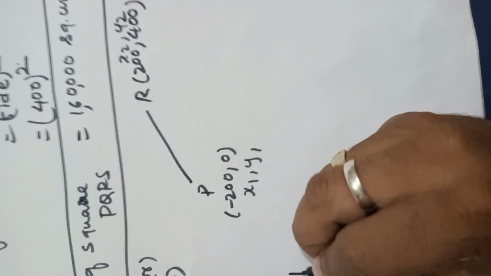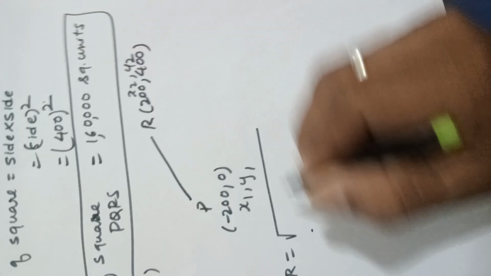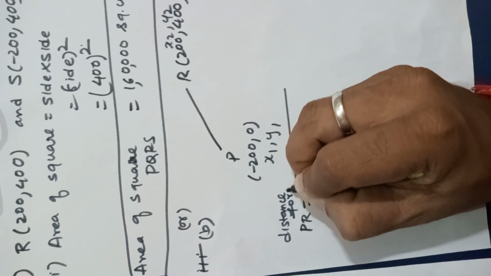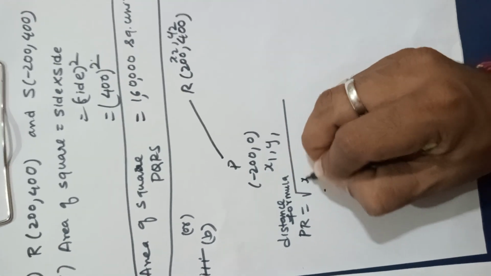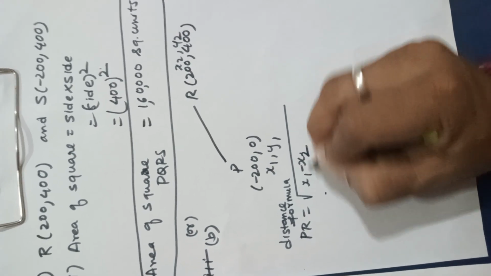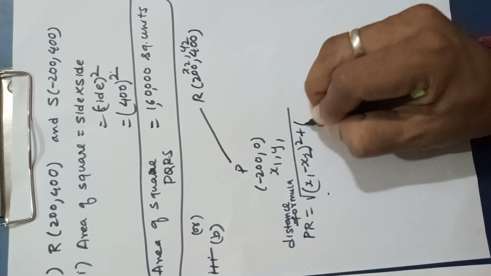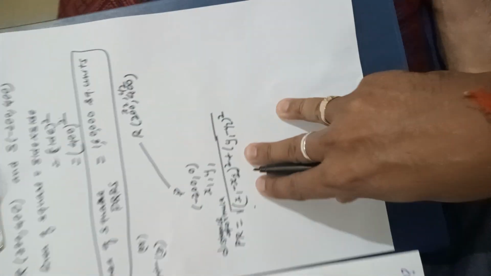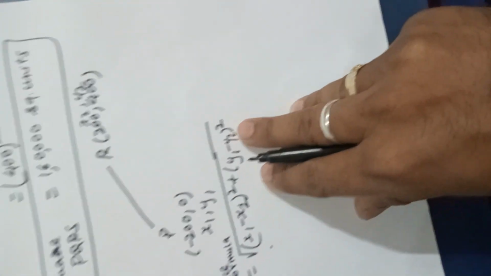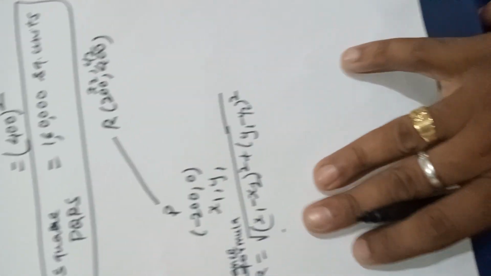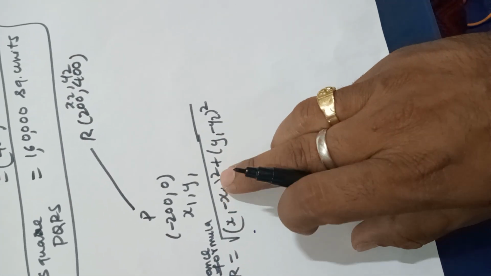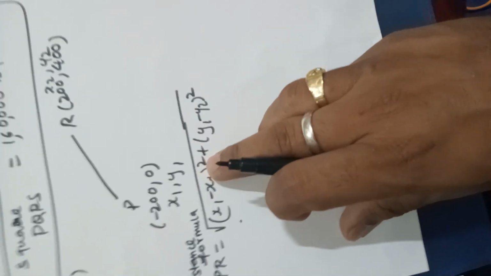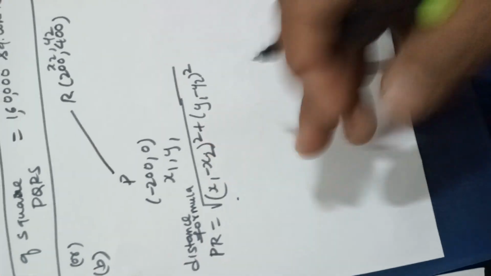So PR will be equal to, as per distance formula, the square root of x1 minus x2 whole square plus y1 minus y2 whole square. Sometimes this distance formula is also written as x2 minus x1 whole square plus y2 minus y1 whole square. Both are same, because this term gets squared. Even if it is negative, it becomes positive. So you can use this or the other one.